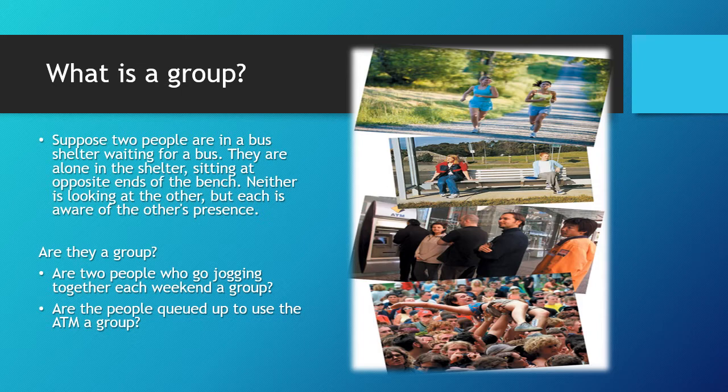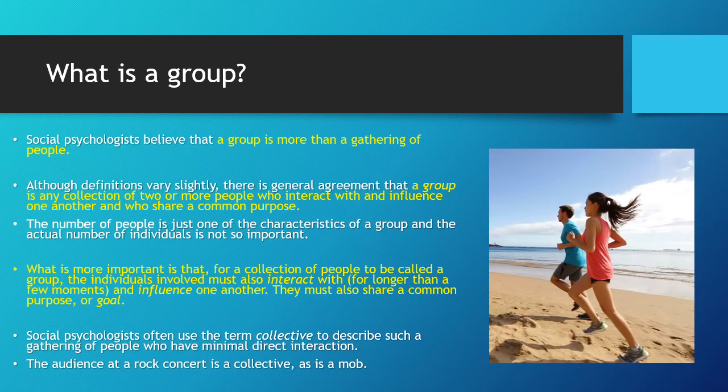So two people jogging together each weekend could be considered a group because they may interact with each other. They have the same goal, right? People queuing up to use the ATM, they're not necessarily considered a group, right? But they all have the same goal. They may interact, but they're not considered a group.